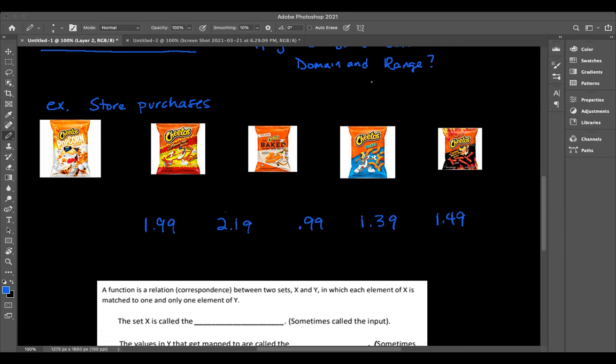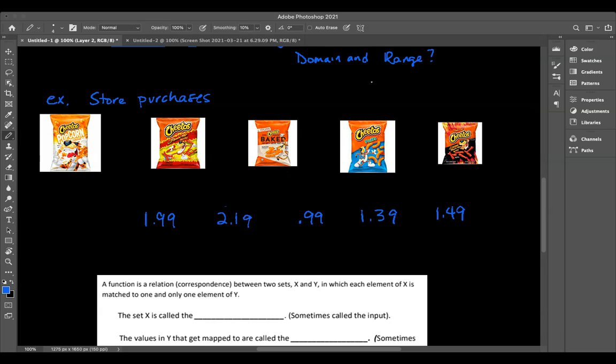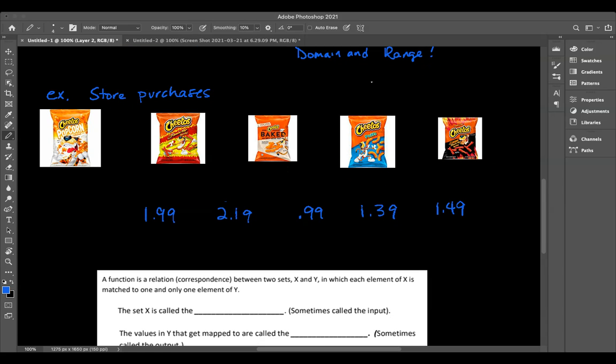This is a great way of trying to understand functions. So right now, what if we went to the local convenience store, and there are like 17 different styles of Cheetos? I don't know which one's your favorite, but my daughter loves the Flaming Hot Cheetos, so that's why I chose this. So what do we know about Cheetos when we go into the store? Cheetos always have a price, right? So this one could be $1.99. This could be $2.19. The baked one could be 99 cents because that's trash. This could be $1.39, and this could be $1.49, and this other style of Cheetos.